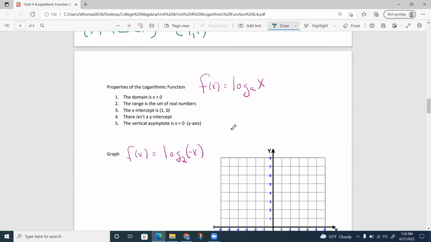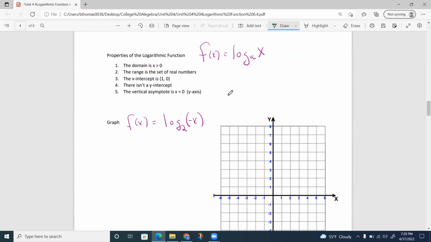As we move forward, properties of logarithms, as we said: the domain is going to be x is greater than 0. The range is going to be the set of real numbers. The x-intercept is going to be (1, 0). It's not going to have a y-intercept, and it's going to have this vertical asymptote.